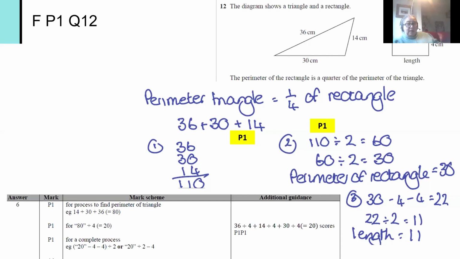So their 110 clearly comes from a correct process. They've divided it by 2. Then they've taken 2 lots of 4 off it, so they're allowed that 3rd process mark, but their accuracy mark is 0. So again, just gives you a bit more of an example of where the inverted commas apply.